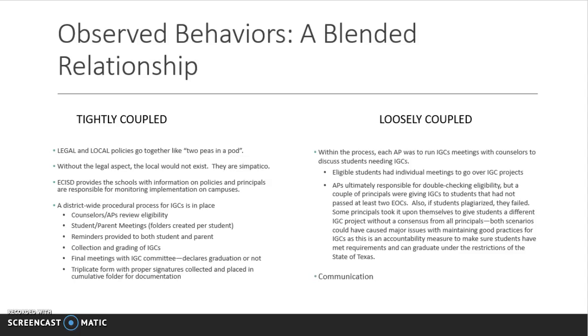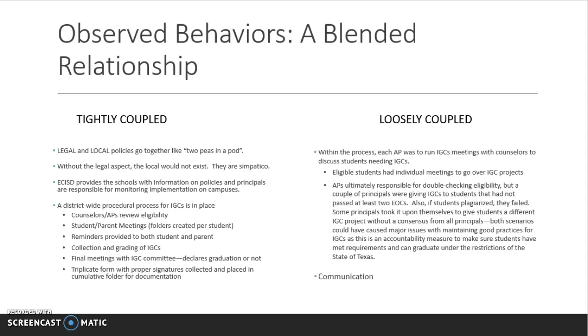In some cases, there's a definitive line drawn in the sand where a policy is either one or the other. In this instance, there is one that is more dominant, but has some underlying features from the other. For example, the IGC policy, as it stands, is mostly tightly coupled. It has both legal and local policies that are happy together and cannot exist without each other. And local policies would not exist without the legal and so forth.